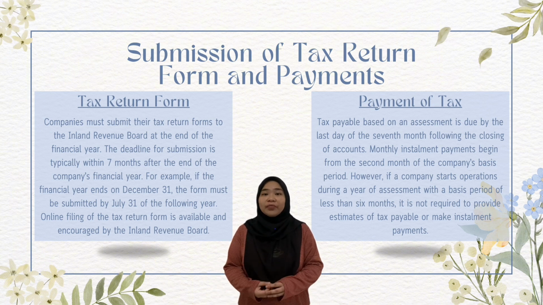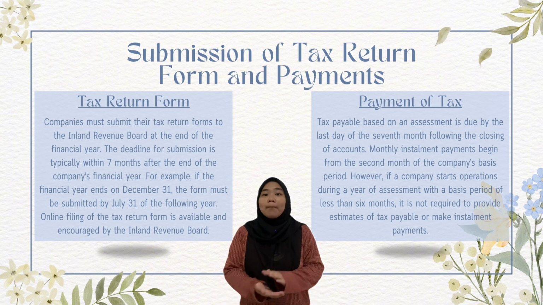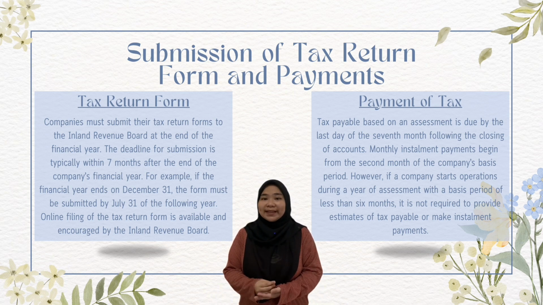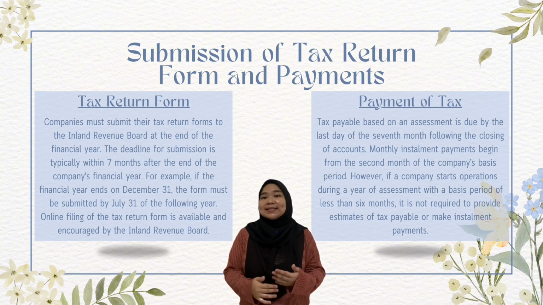Second, payment of tax. Tax payable based on assessment is due by the last day of the 7th month following the closing of accounts. Monthly installment payments begin from the 2nd month of the company's basis period. However, if a company starts operating during a year of assessment with a basis period of less than 6 months, it is not required to provide an estimate of tax payable or make installment payments.